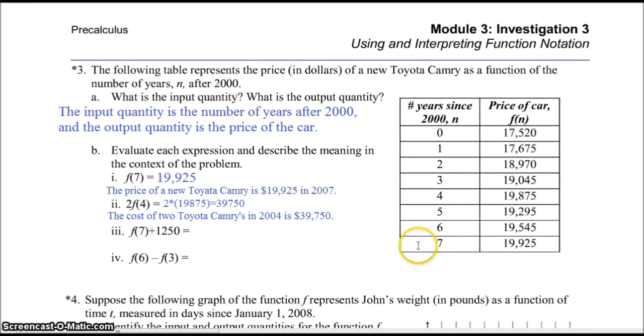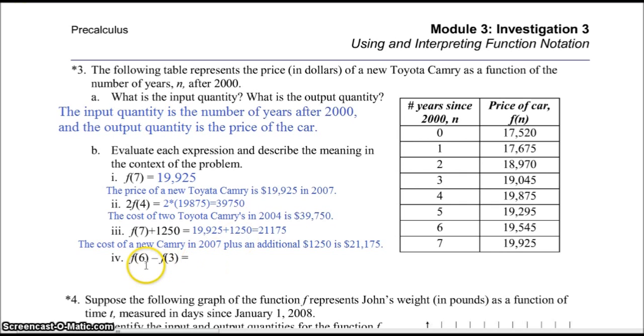Part 3, f of 7 plus 1,250. Well, f of 7 is just the price of the car 7 years after 2000. That's 19,925 plus $1,250. And that comes out to $21,175. So we can say that the cost of a new Camry in 2007 plus an additional $1,250 is $21,175. In a real-world situation, this could be the price of the car plus perhaps interest on a loan.